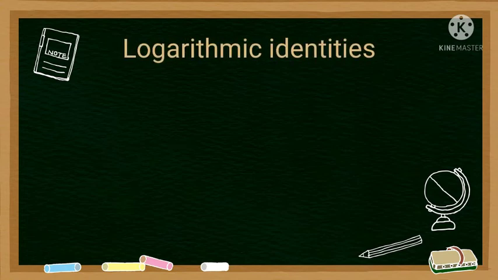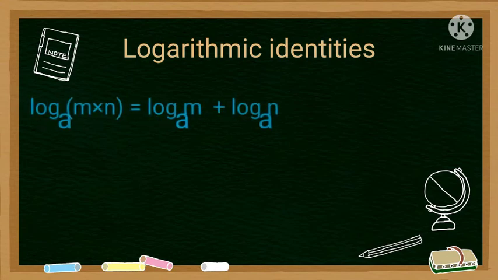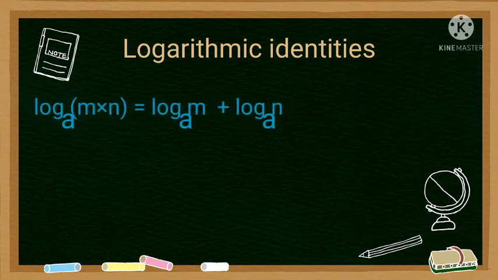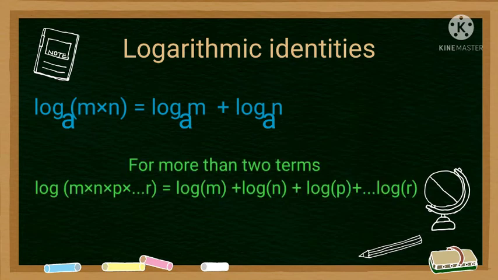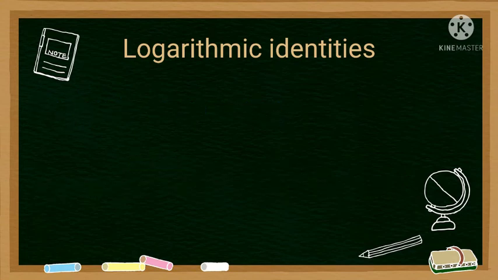Now since you know about logarithms, let us have a look at the identities of logarithms. I am just mentioning the identities here. I shall be covering their proofs in a separate video lecture. The first identity is log of mn to base a, which is equal to log of m to base a plus log of n to base a. If we have more than two terms, then log of m into n into p up to r terms is equal to the log of each of the terms: log of m plus log of n plus log of p up to r terms.